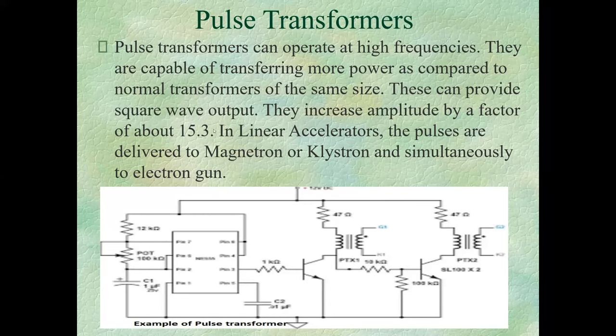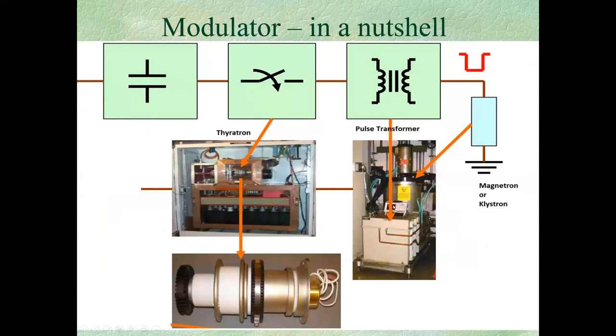So once the signal moves to the pulse transformer, from here, the signal is delivered to the magnetron or klystron, and simultaneously, at the same time, it is delivered to the electron gun. Again here, as I told you, this is the klystron section where the signal from the pulse transformer moves into the klystron.